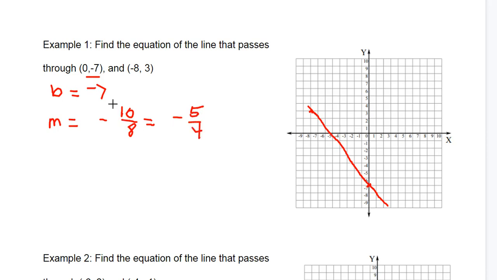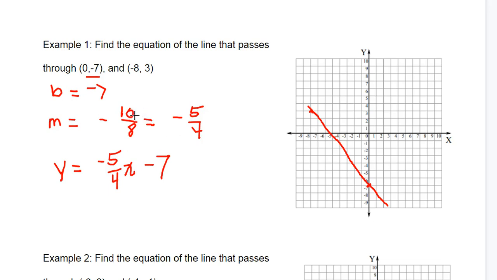Okay, so I've got my slope and my y-intercept. My equation is going to be y equals -5 over 4 x minus 7. Now if I plug in my two points just to verify, I plug in x equals 0. I have -5 over 4 times 0, that's going to be 0. Minus 7 gives me -7. Good. So -7 equals -7. That checks.